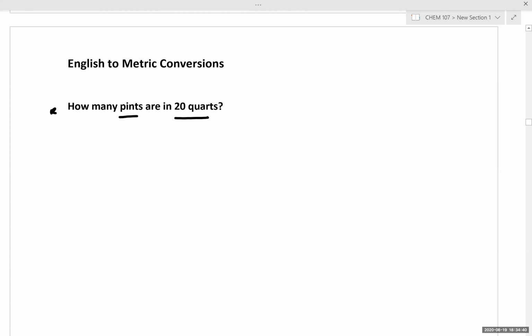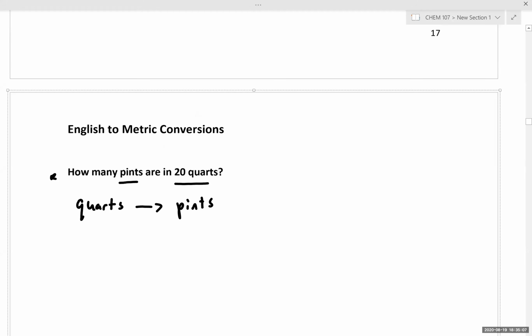So let's identify our starting unit. What are our starting units in this case? Quarts? Yep, exactly right. Okay, so we're starting with quarts, and what are our ending units? What are we trying to end up with? Pints, yep.